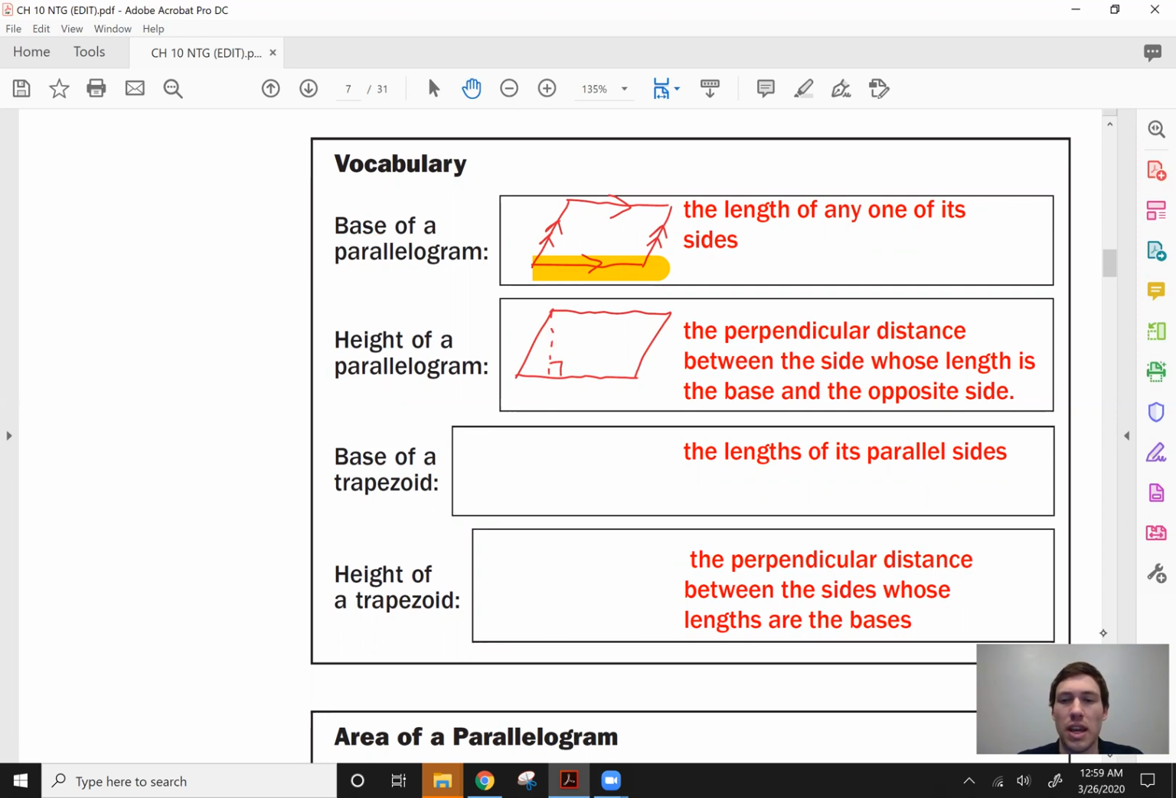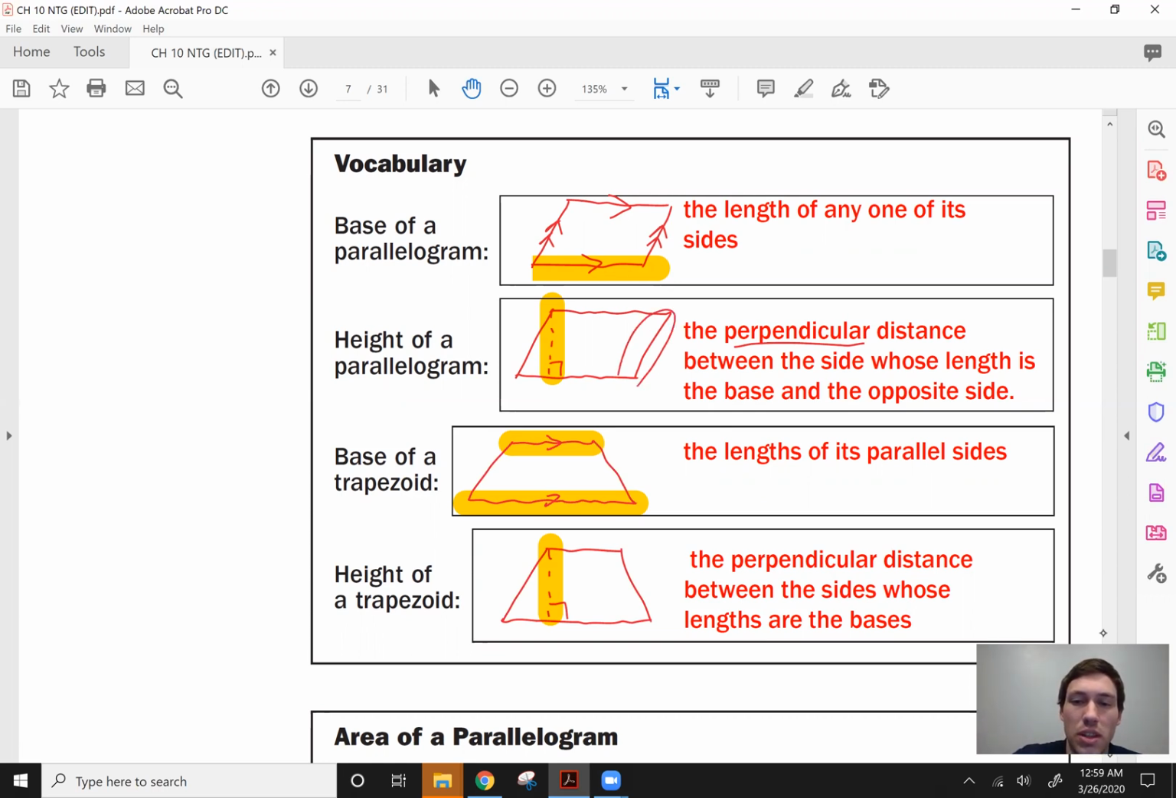Okay, now it says the perpendicular distance. So the height of the parallelogram is the perpendicular. Remember, that means 90 degrees. So because this forms a 90 degree angle, that's the height. Don't get that confused with this, because that is not a 90 degree angle. That would not be the height. Whatever it says here, that's your height.